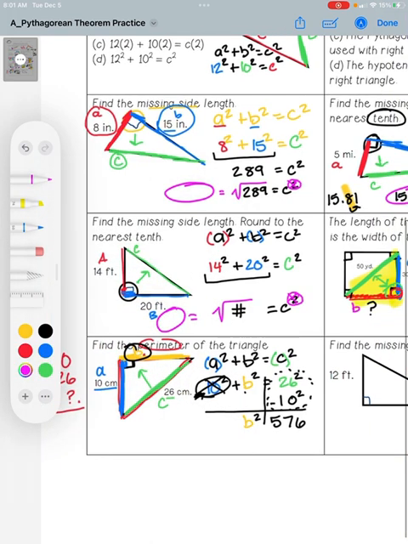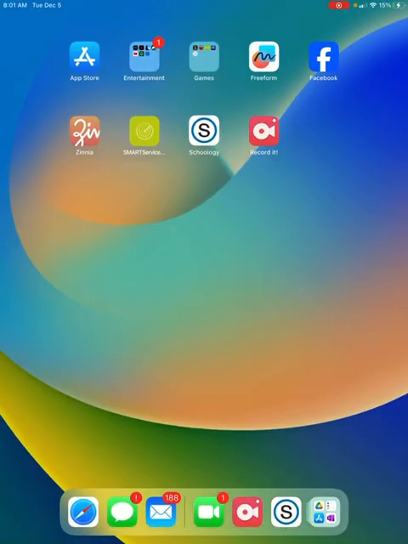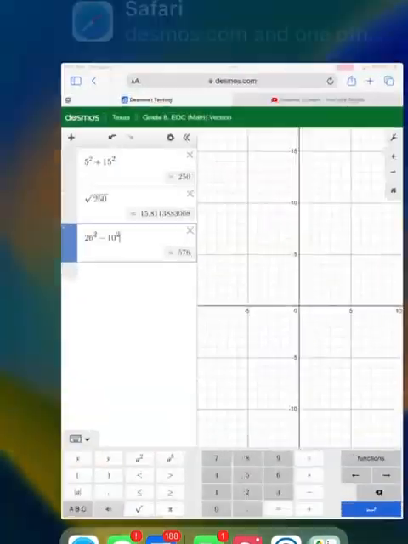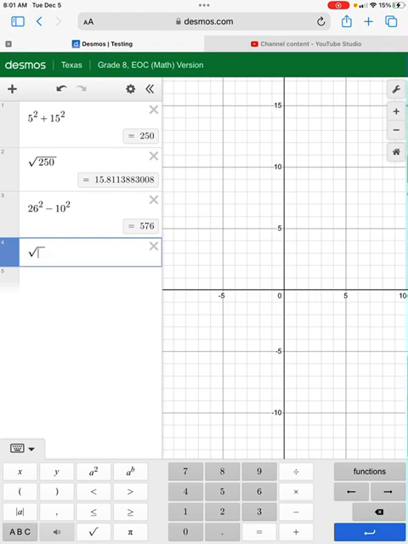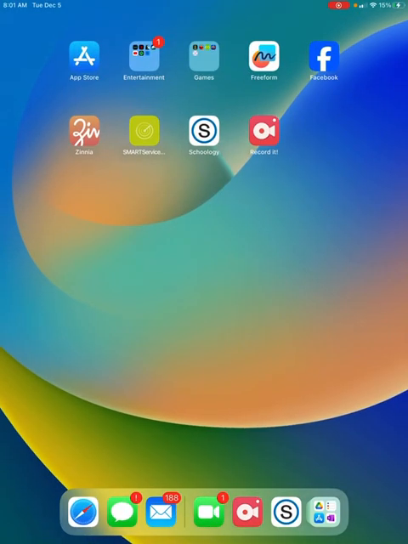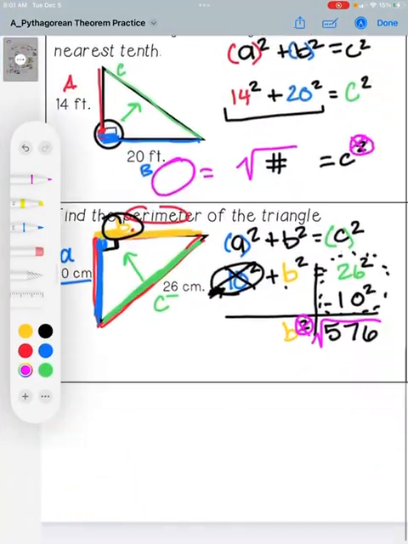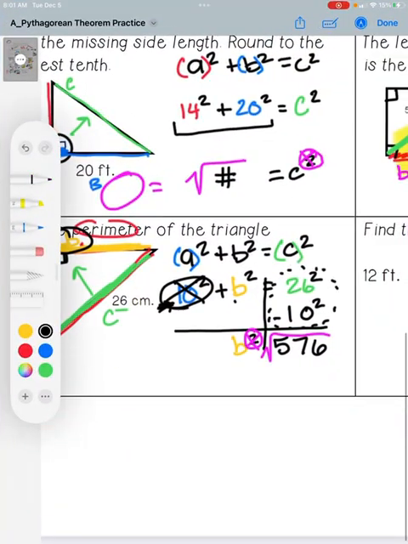Okay, so we want to get rid of the square. If I get rid of the square, I have to take the square root of the other side. So I go back to Desmos, and I'm taking the square root of that number, 576. The square root of 576 is 24. So now I know that b is 24.